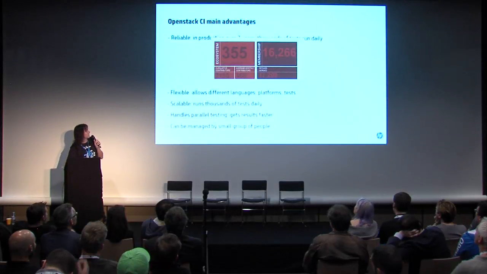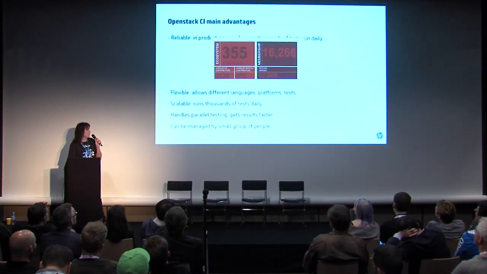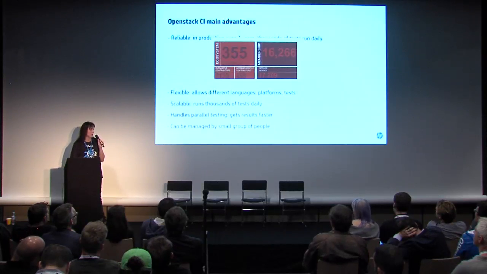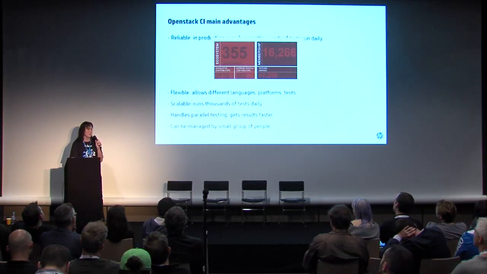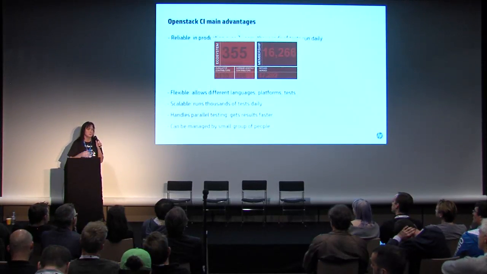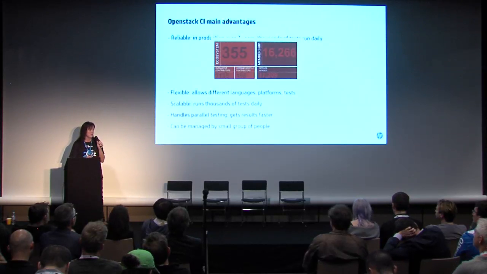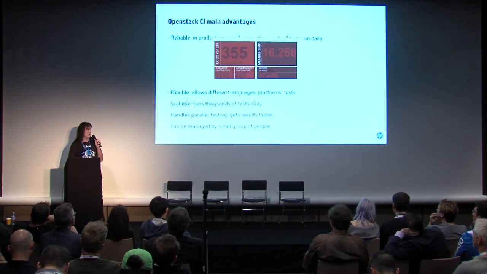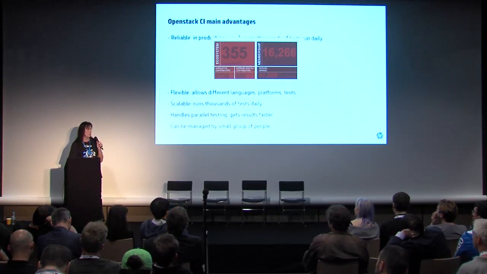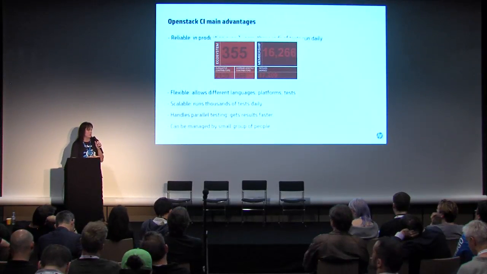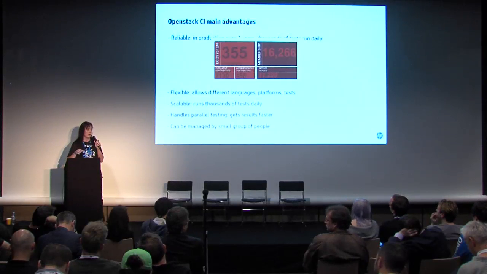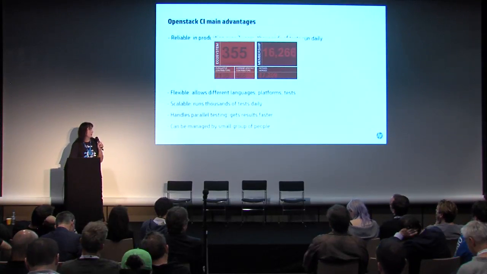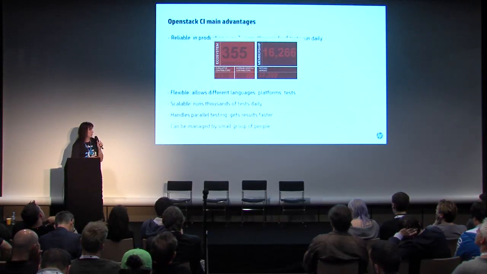So what are the OpenStack CI main advantages? It's a quite reliable system. We have been using it in production for over 2 years. We have been running thousands of tests. It's a very flexible system. We are using it for OpenStack projects, but you can use it for everything, for different languages, for example Java. You can run different types of platforms, different types of tests. It scales. Due to our demand, we can add or decrease nodes depending on the load of the servers. It handles parallel testing. Zuul is able to run tests in parallel, so you get your test results faster. And it can be managed by a small group of people because it's a fairly automated tool.